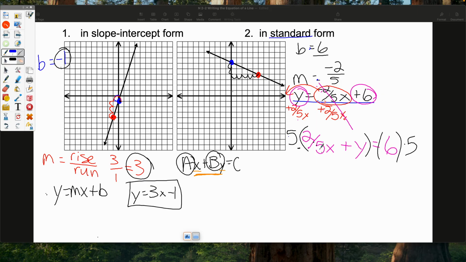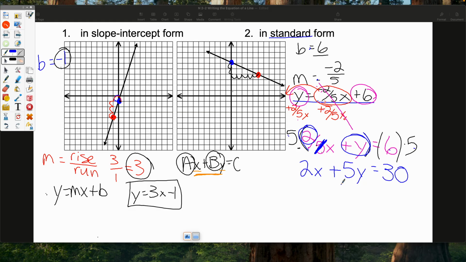If we do 5 times 5 here with my fraction, that cancels the bottom part out. That's the whole reason we're multiplying by 5. So that'll leave me with my 2 up top and the x. It cancels out the 5 on the bottom part of that fraction. But I'm multiplying this entire left side by 5, so what else do I have to multiply by 5? The y. Yes, we have to do the y as well. So y times 5 is 5y. And then we have to do the 6 times the 5 on the right side. 6 times 5 is 30.